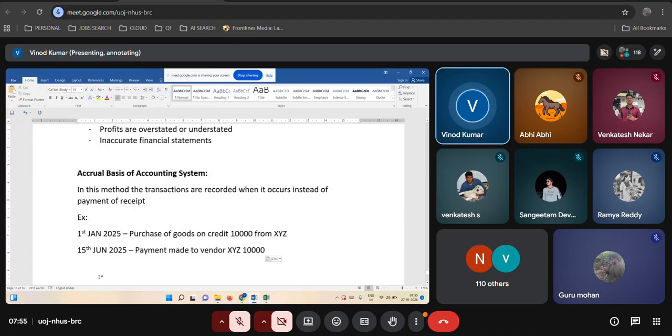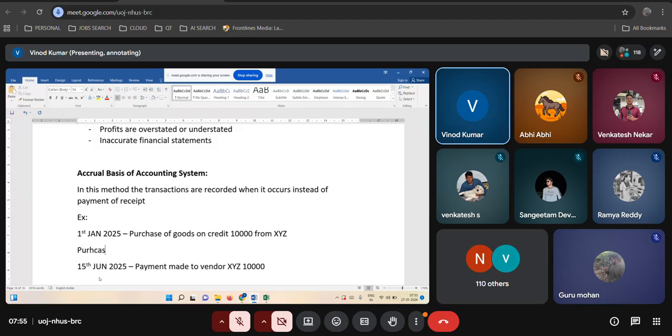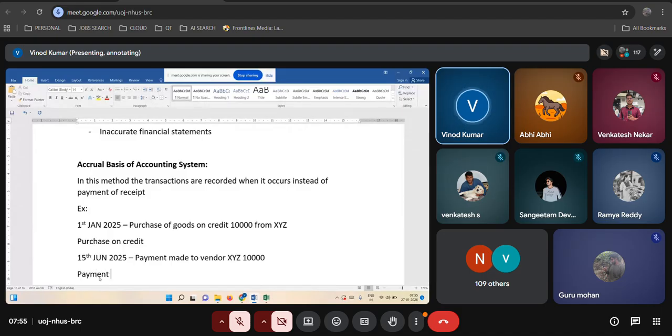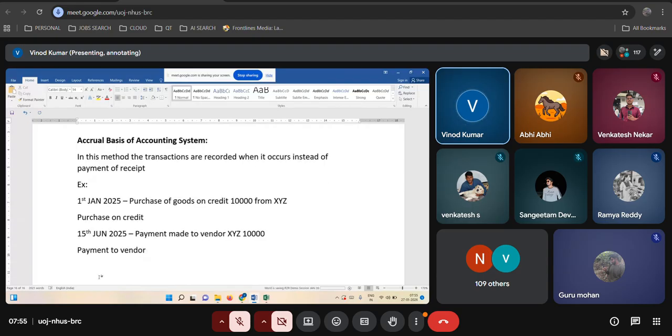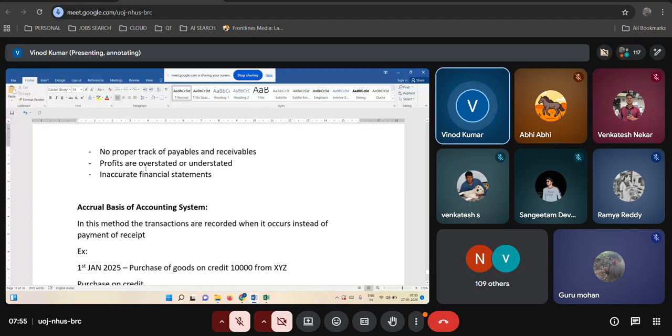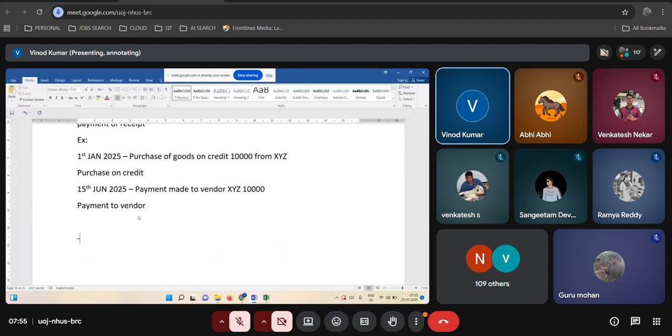So here on 1st Jan, we will record it as a purchase on credit. On 15th June, we will record it as a payment to vendor. Okay, guys, understand? If you follow this method, there is no missing of transactions when it happens. Is there any missing of transaction, guys? No, sir. No missing of transaction.